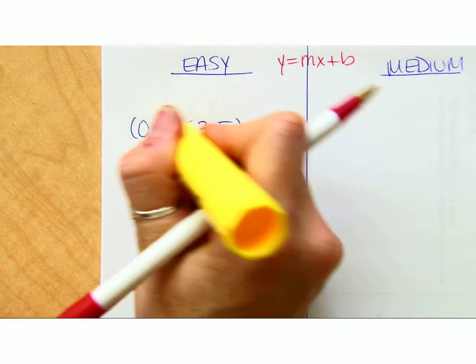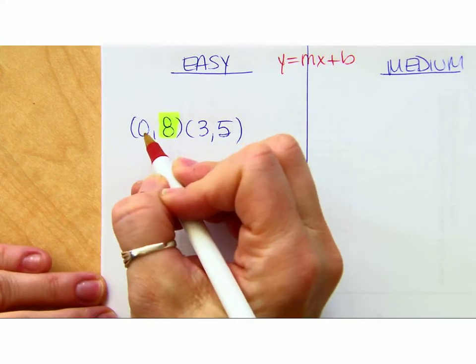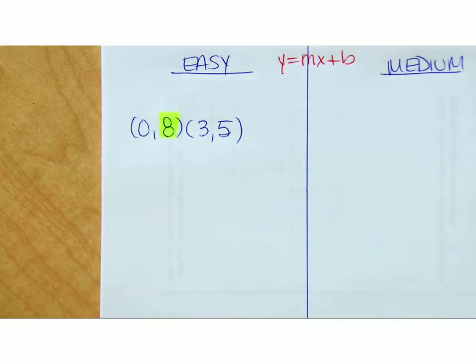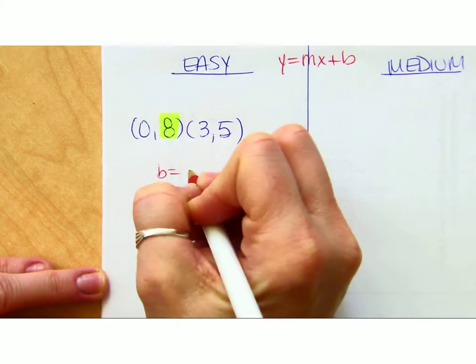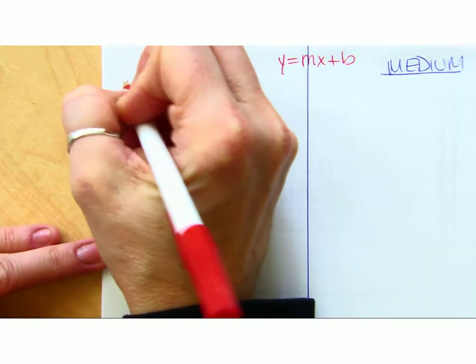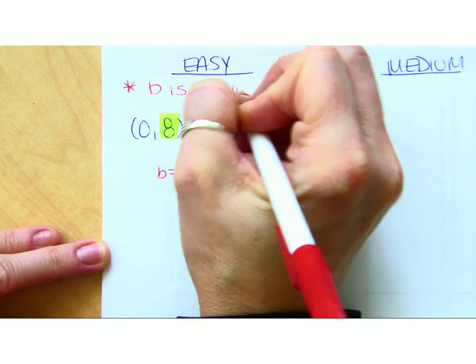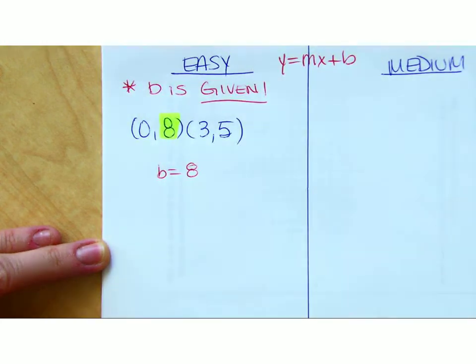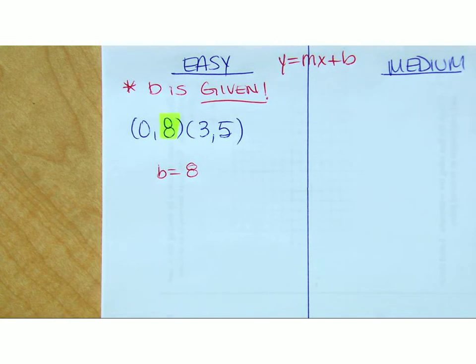Yeah, they came right out. I mean, they didn't come right out and say b equals 8, did they? Okay, but you knew that in an ordered pair, when you have 0 as your x-coordinate, your y-coordinate is your y-intercept, right? So what makes this easy? B is given. They give it to you. You don't have to solve for it. You don't have to find it. They're like, here it is, okay?